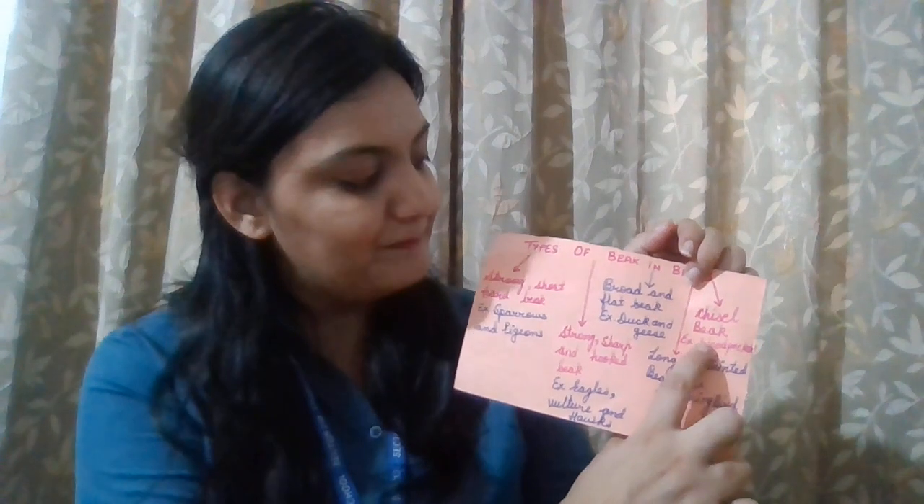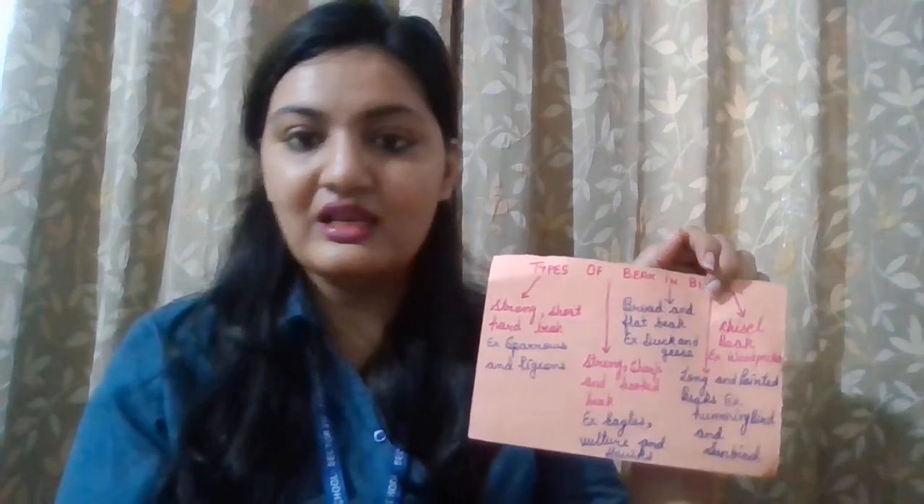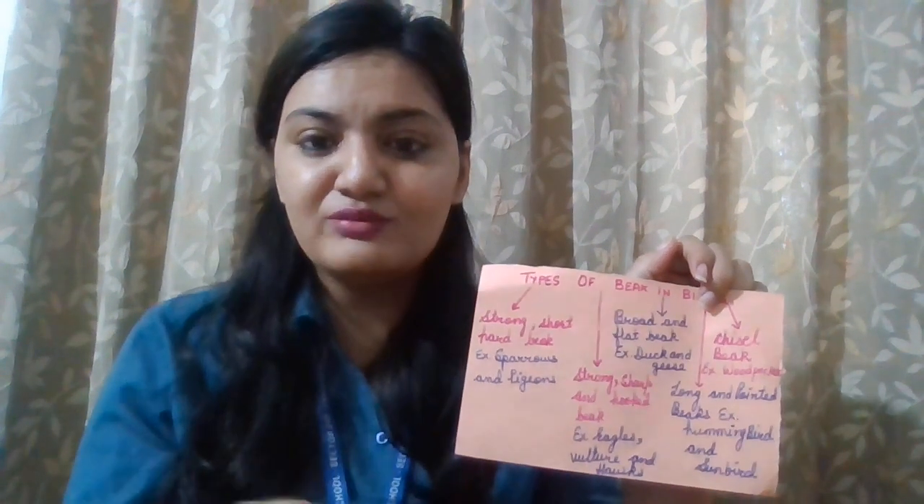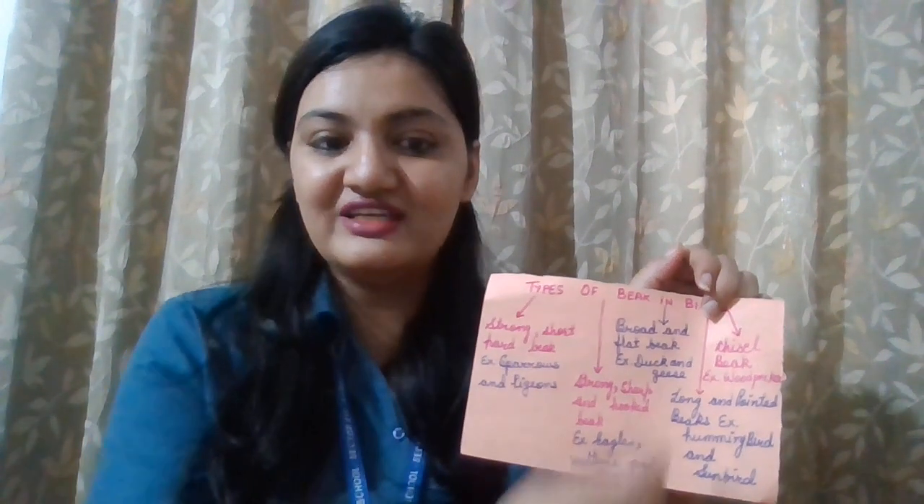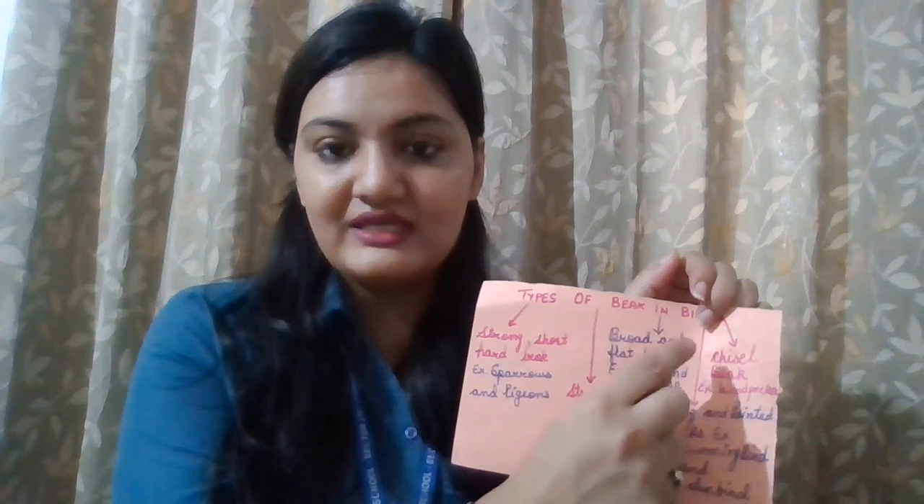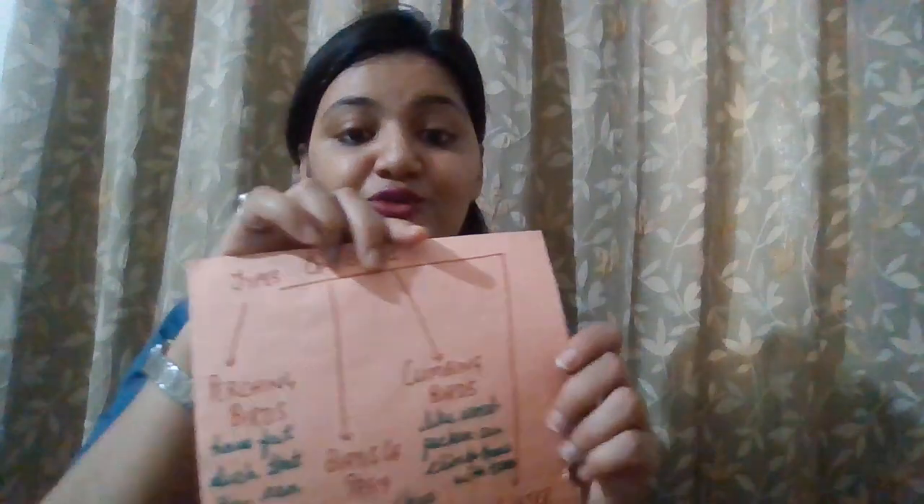Then comes the last category, that is like a chisel beak. You know what is chisel? Chisel is an instrument to cut wood. So by this term wood, it is very much clear that this kind of beak is found in woodpeckers. So my dear children, I hope this information was very interesting and new to all of you. Now let's unfold another dimension of the world of birds. And for that, I'm having another slide to show you all.